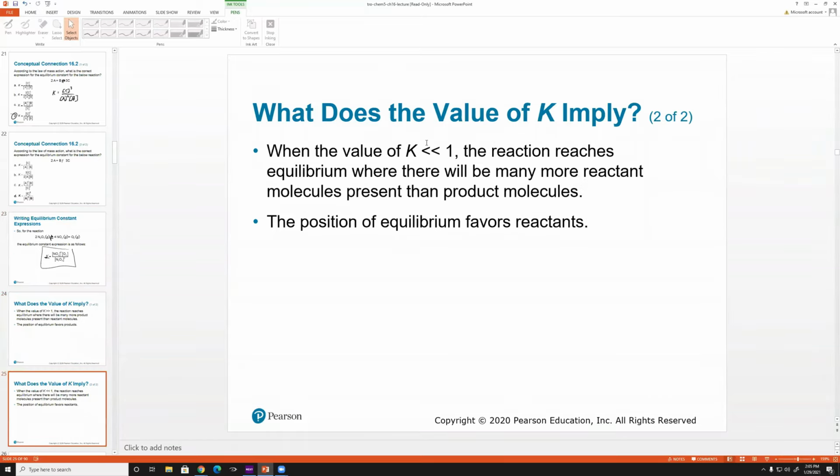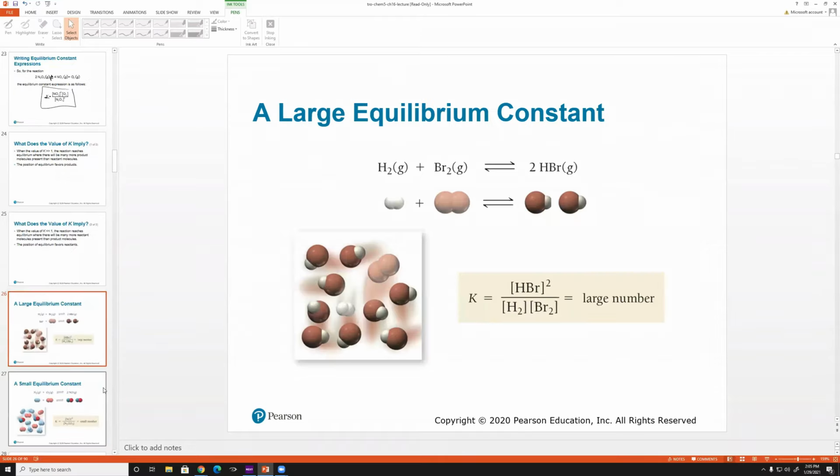Then if you have a K value of less than 1, this means the reaction reaches equilibrium with many more reactant molecules present, because the ratio of products over reactants will be less than 1, which means the reactants have to be higher. And this favors the reverse reaction. So that's a key thing to keep in mind.